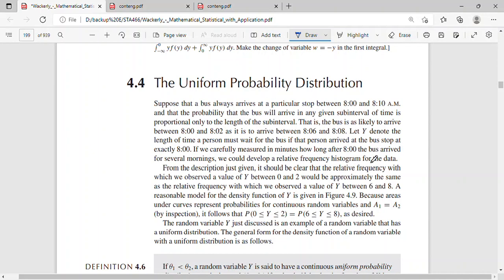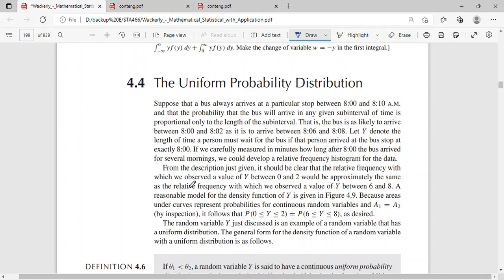Okay, so let Y denote the length of time a person must wait for the bus if that person arrives at the bus stop at exactly 8 a.m. If we carefully measure in minutes how long after 8 a.m. the bus arrived for several mornings, we could develop a relative frequency histogram for the data. Because it says here, every day the bus is equally likely to arrive between 8 and 8:02, and likewise sometimes between 8:06 and 8:08. So the interval of time is the same.